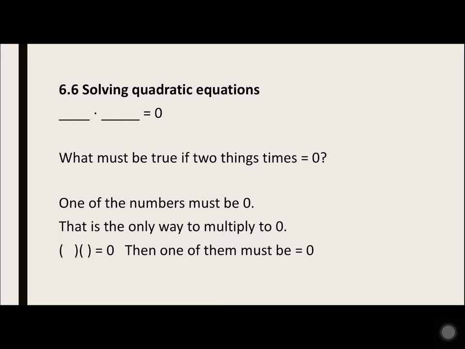6. Solving quadratic equations. Blank times blank equals 0. What must be true if two things multiply to equal 0? One of the numbers must be 0. That's the only way to multiply to 0. Blank times blank equals 0, then one of them must be 0.